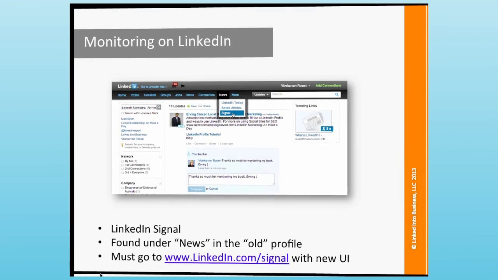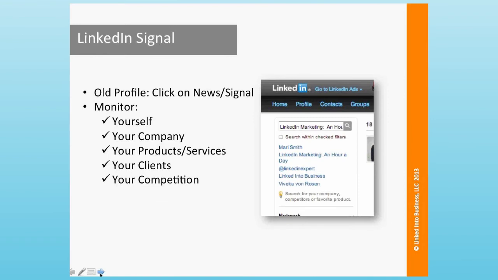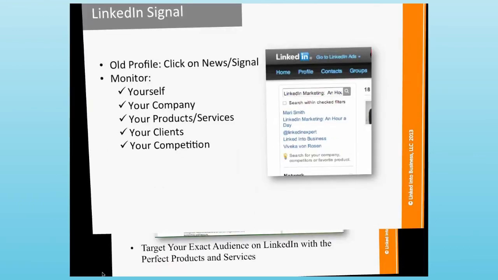All right. So again, with Signal, you want to look at yourself, your company, your products or your services, your clients or your competition. For the old profile, you just click on News, and Signal. For the new profile, go to www.linkedin.com/signal, and that will take you to the search box. Save up to 5 searches. Do this every day, or at least every other day. All right, so that is pretty much it for your personal profile.